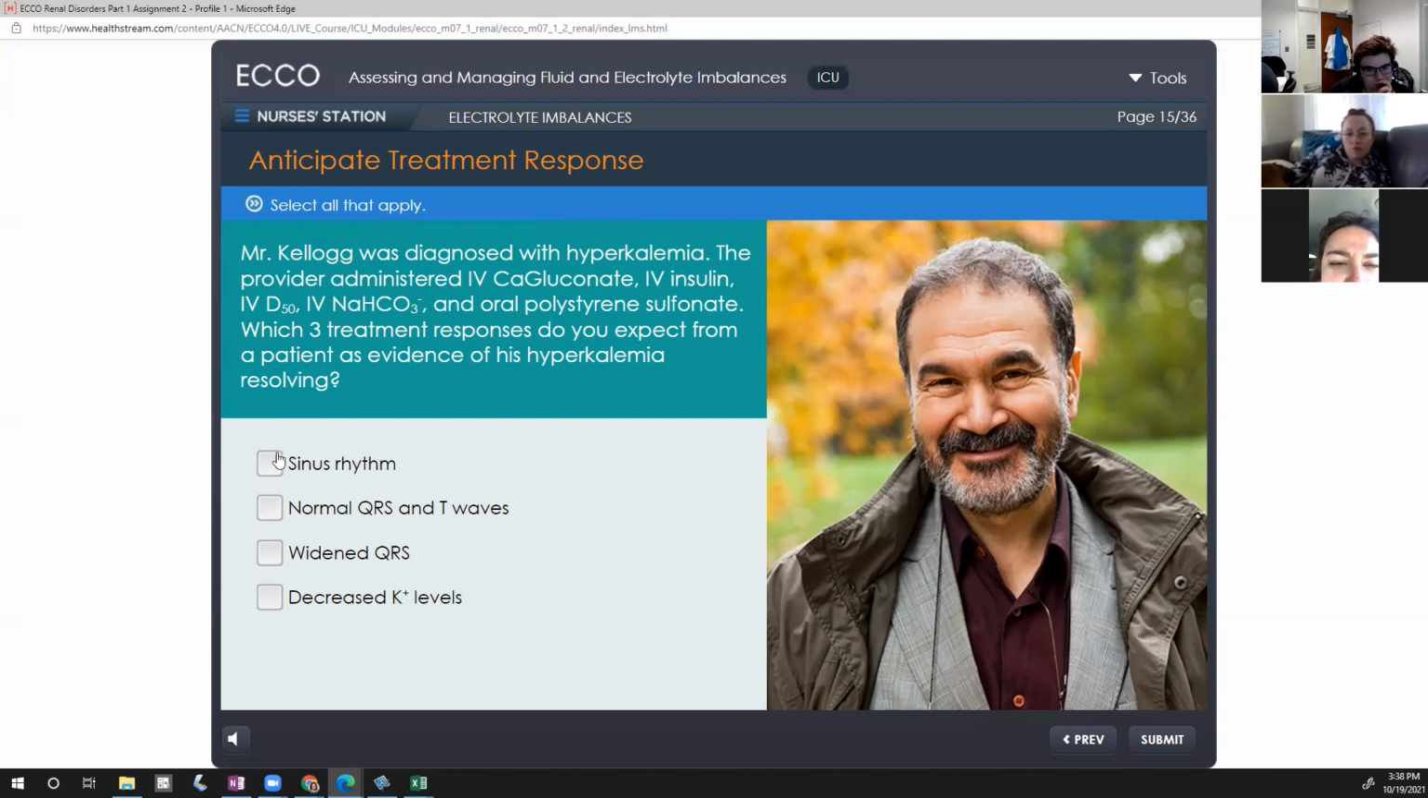One, 2, and 4. Right, because you're going to have peaked T's, you'll have the widened QRS if it's still bad, and then he can progress out of sinus rhythm.